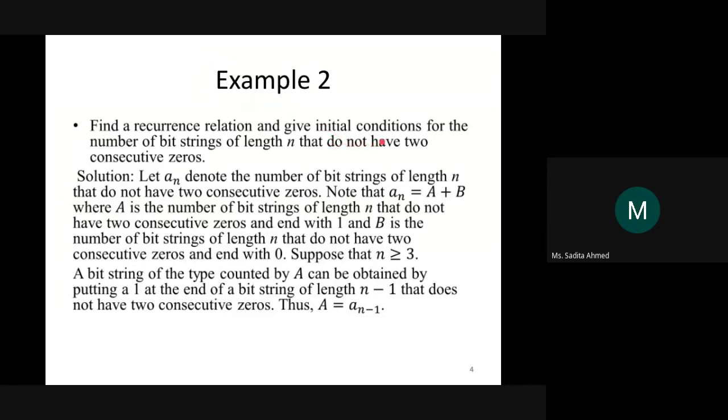This is a very vague condition. How is it possible? For any length n, how do we definitively say whether it has two consecutive zeros or not? So to solve this problem, we will use recurrence relations.